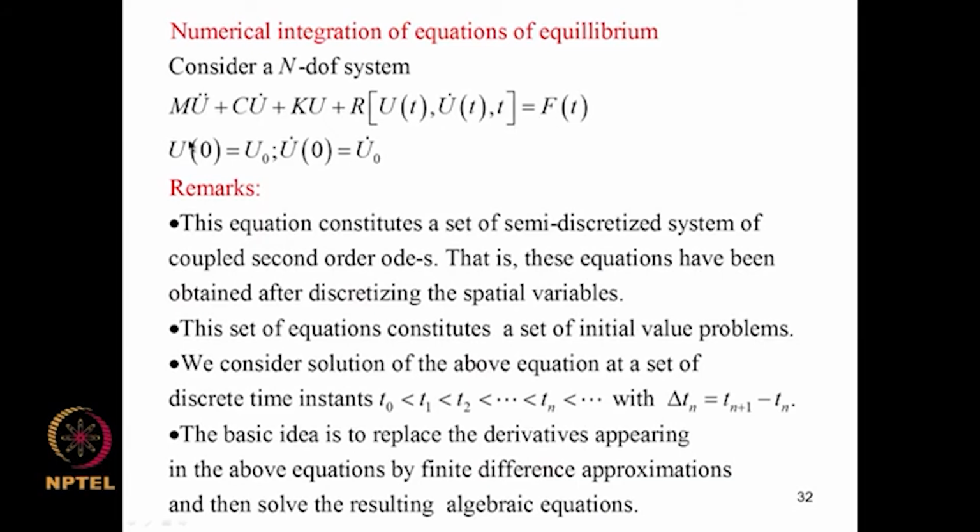So, we developed several methods for numerical integration of these equations. These equations at this stage are semi discretized, that means time is still continuous, the spatial variables have been discretized. So, the basic idea was to replace the variation in time again by discretizing time. So, we considered solution of this equation at a set of discrete time instants t0, t1, t2, tn, with some step size delta Tn, Tn plus 1 minus Tn. The basic idea was to replace the derivatives appearing in these equations by suitable finite difference approximations and convert these equations into appropriate algebraic equations and treat their solution using algebraic methods.